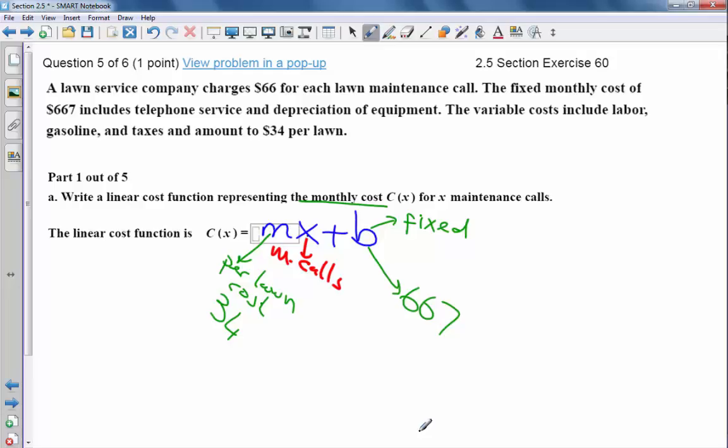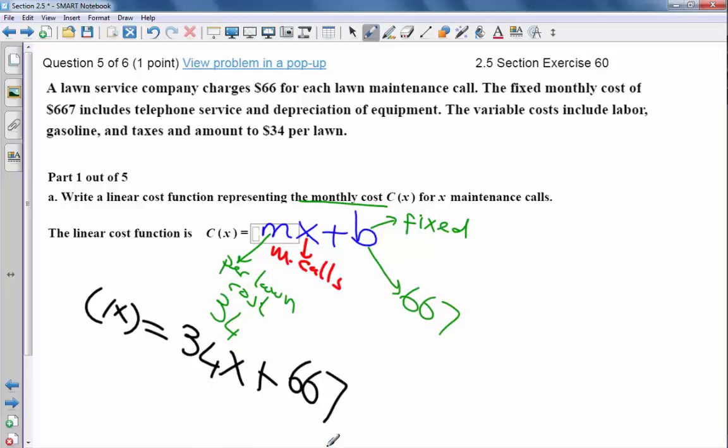Okay. So this is it then. The answer is C of X is 34 times I don't know how many loans you service, plus 667. That's your cost. Any questions on this? Okay?